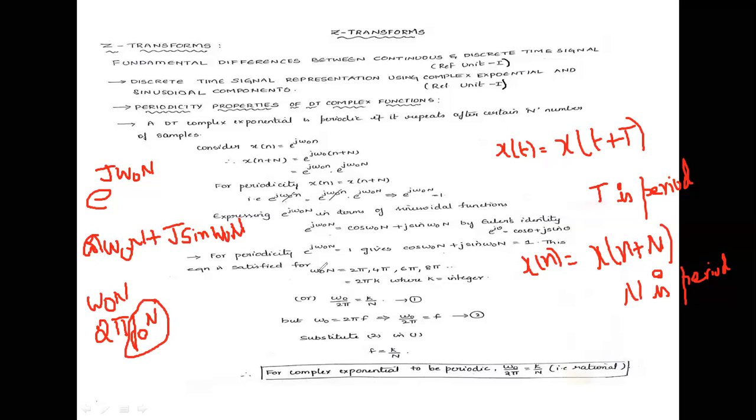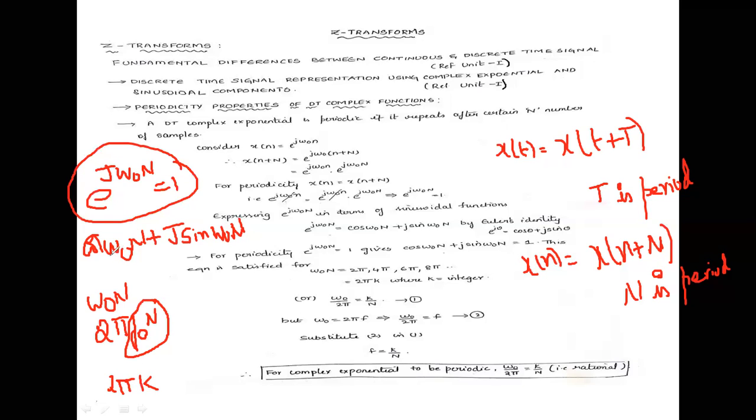So e power j omega naught capital N is equal to 1 always, because in Euler's identity you can write it as cos omega naught N plus j sine omega naught N. The omega naught is 2 pi f naught, times capital N, and capital N is definitely an integer. So it is multiplied with 2 pi into k. Let us assume this is the k value.